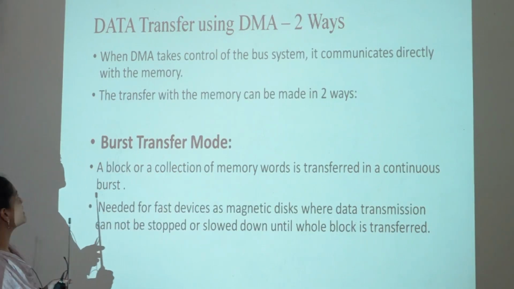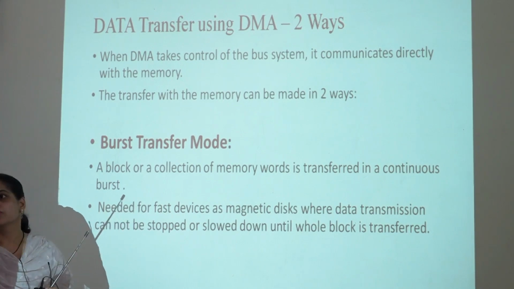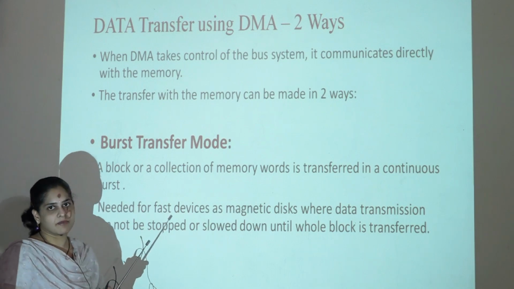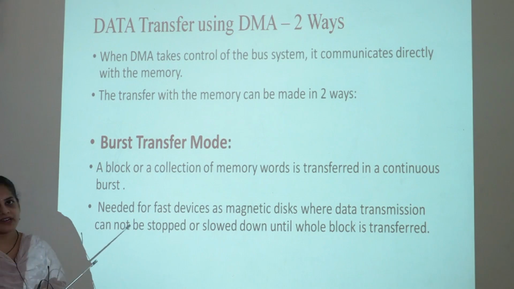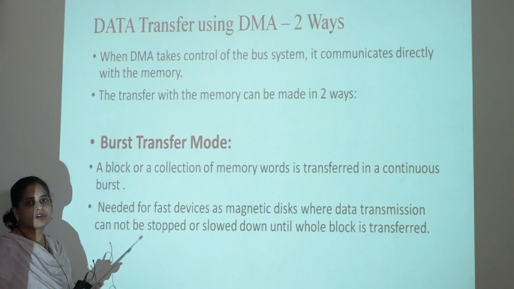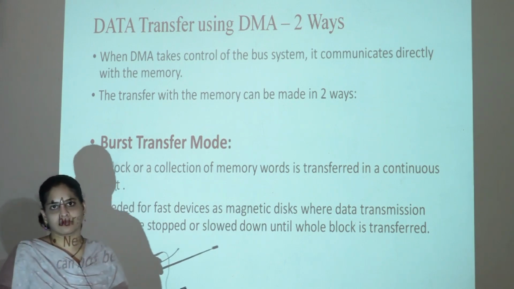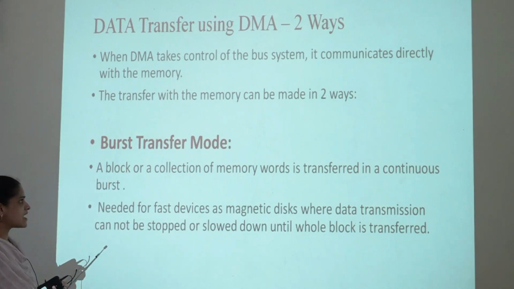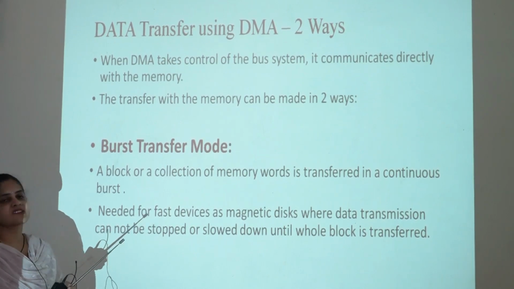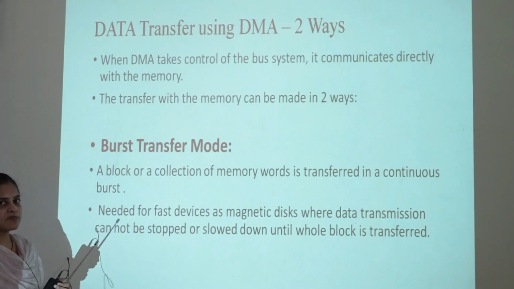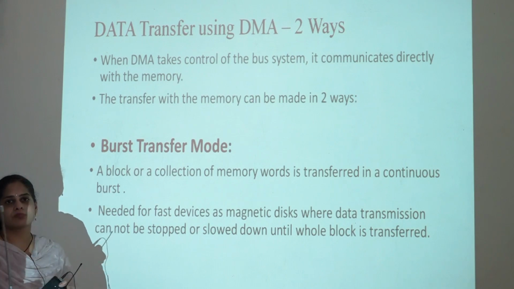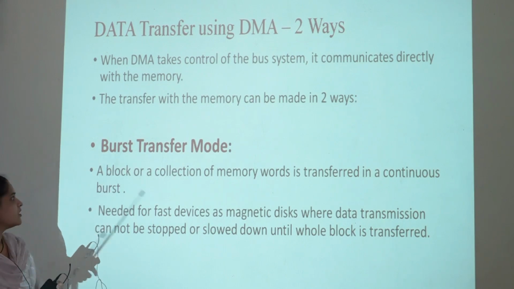Next, coming to data transfer using DMA. We are transferring data between the input output devices and the memory unit of a computer, but there are two ways to perform a data transfer by the DMA controller. The first method is the burst transfer mode and the second is the cycle stealing mode. In burst transfer mode, we transfer a burst of data, a continuous block of words transferred in a continuous burst. At a time we transfer multiple words of data from the input output device to the memory unit of a computer.